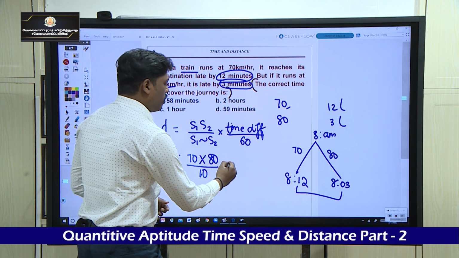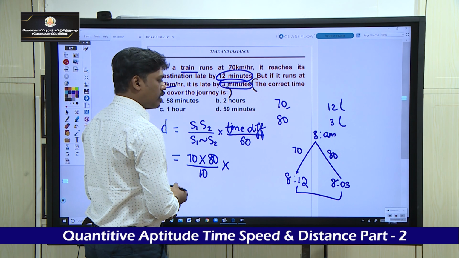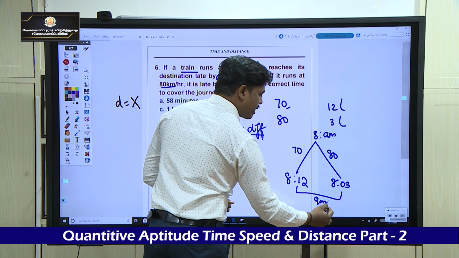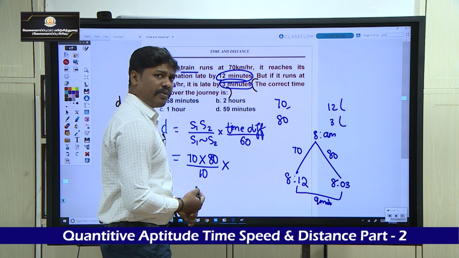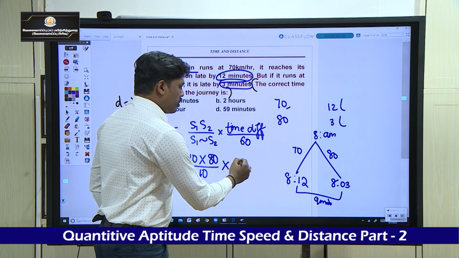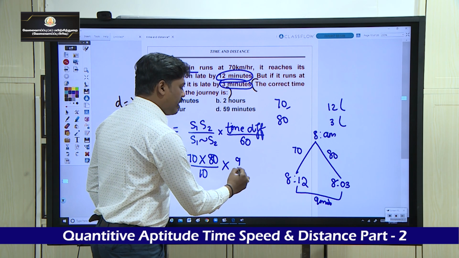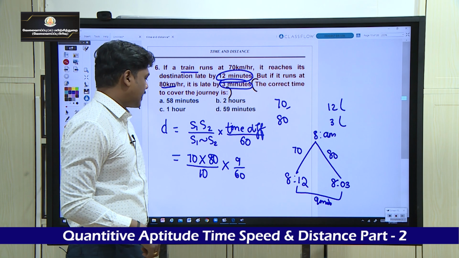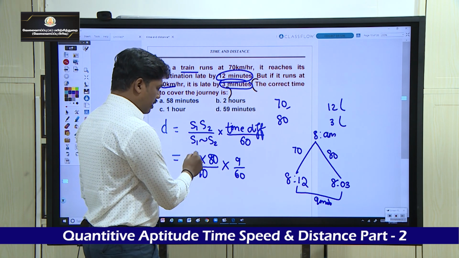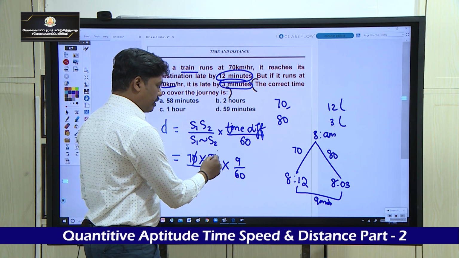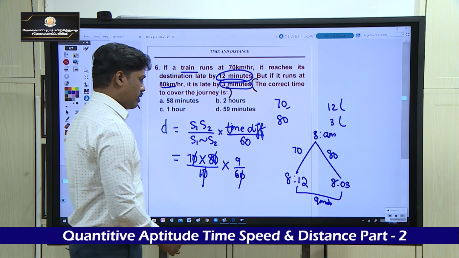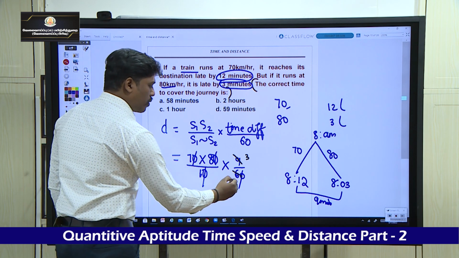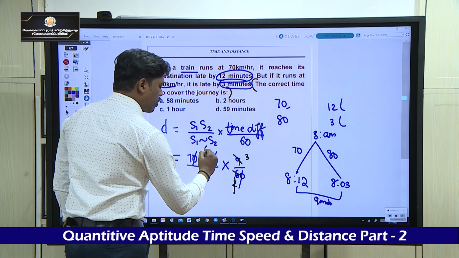Into time difference. What's the time difference we got here? 9 minutes is the time difference. So, 9 divided by 60, I am converting to hours. Okay, so look at here, 0, 0 cancel. Here 0, again 0 cancel. 3 2s are, 3 3s are, 2 1s are, 2 4s are.